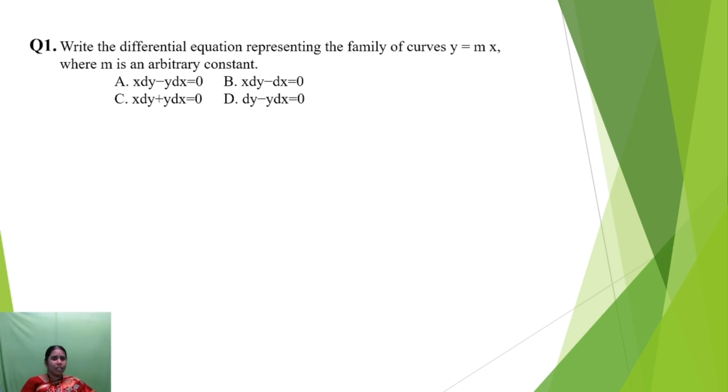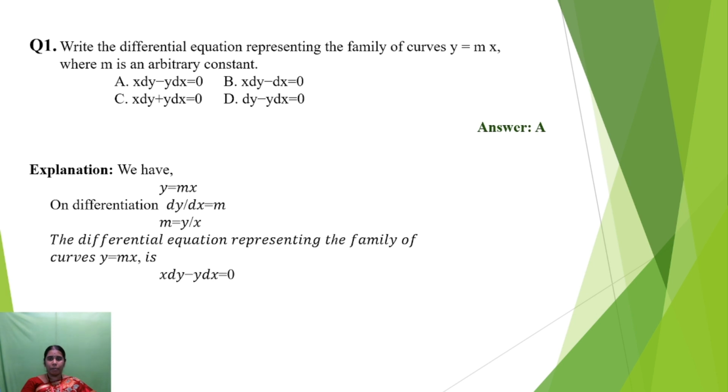Problem number 1. Write the differential equation representing the family of curves y equal to mx, where m is an arbitrary constant. This is my question. The answer for this question is A. See the explanation. We have y equal to mx. On differentiating, we get dy by dx as m. From our given equation, m is nothing but y by x. On substituting here, we get dy by dx is equal to y by x. On cross multiplying, we get x dy minus y dx equal to 0, which is in our option A. So the differential equation representing the family of curves y equal to mx is A.